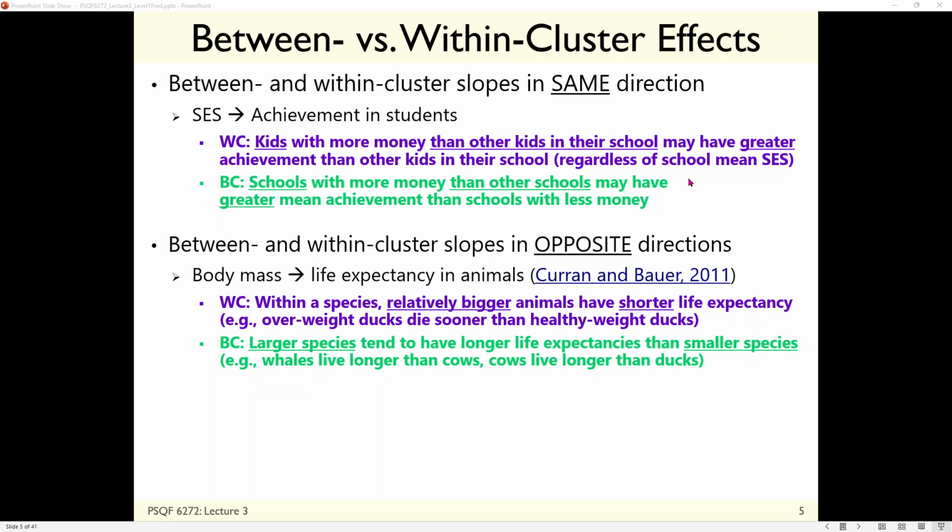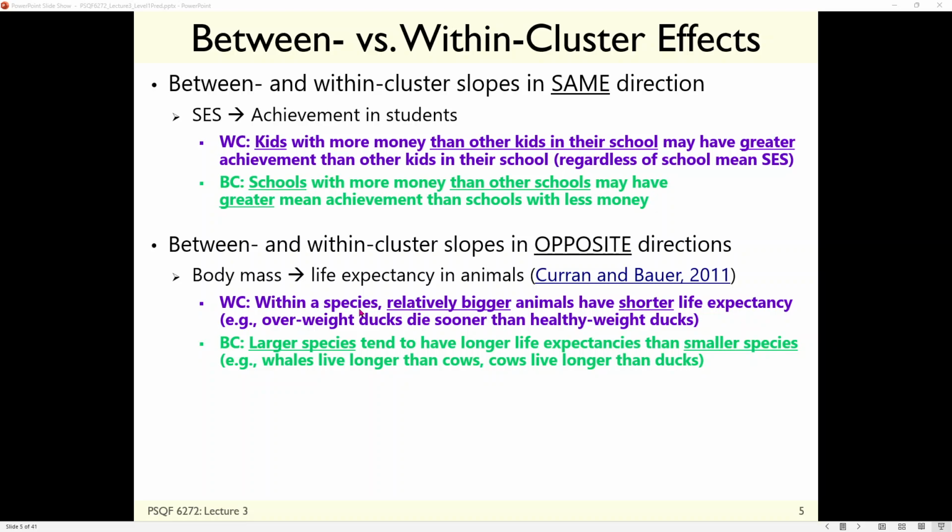It may also be the case that slopes operate in different directions. And I stole this example from Curran and Bauer because I really liked it. The story that I heard about this example is that Patrick was listening to NPR on his way to work, and they were talking about this situation, and he's like, oh my God, this is a between-within problem. So like any good statistician, they brought the example to their class.